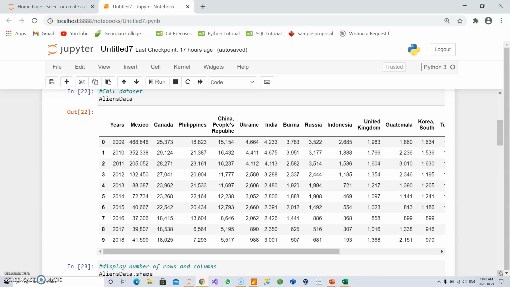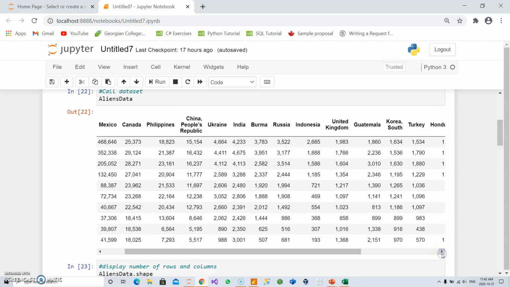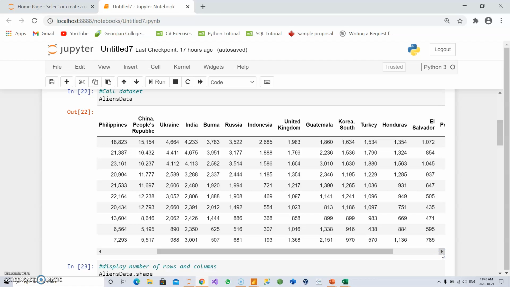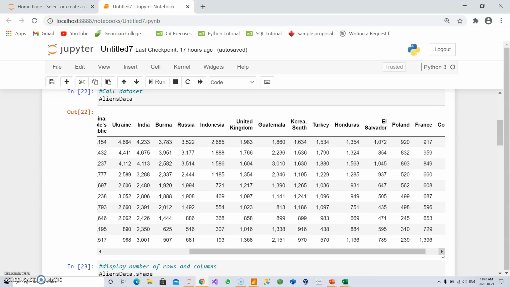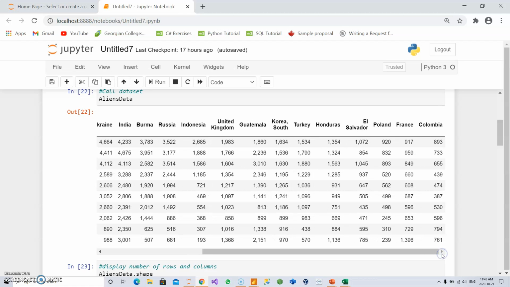Here we can see that the data is between 2009 and 2018, and major countries are Mexico, Canada, Philippines, People's Republic of China, Ukraine, India, Burma, Russia, Indonesia, United Kingdom, Guatemala, Korea, South Korea, Turkey, Honduras, El Salvador, Poland, France, as well as Colombia.